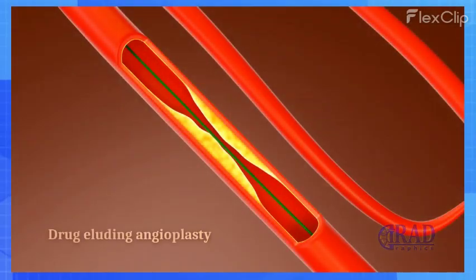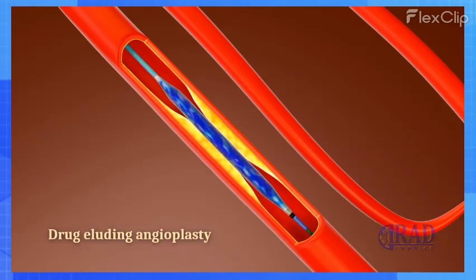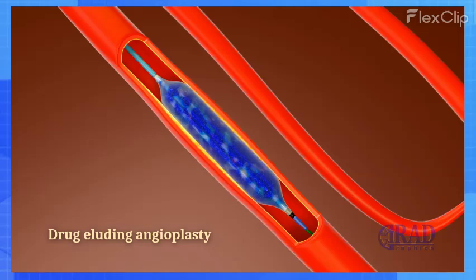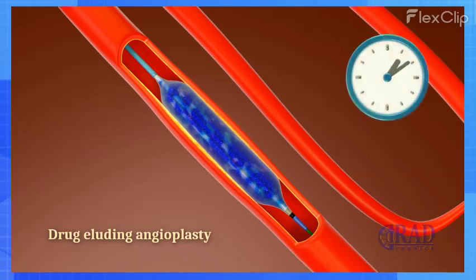Drug-eluting balloon angioplasty. In some cases, a drug-eluting balloon is preferred. The balloon is advanced over the wire to the narrowed area, and angioplasty is performed. The balloon is typically kept inflated for a few minutes to allow the drug to penetrate the vessel wall.